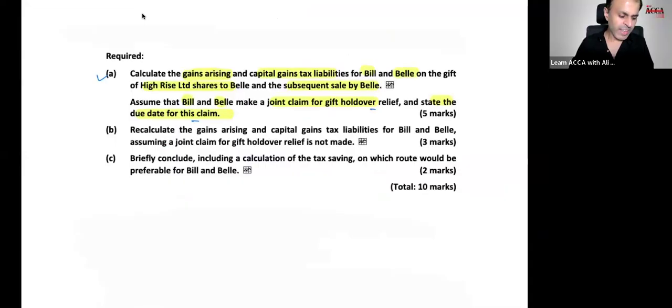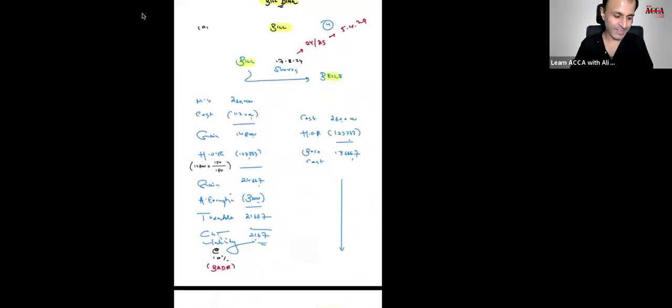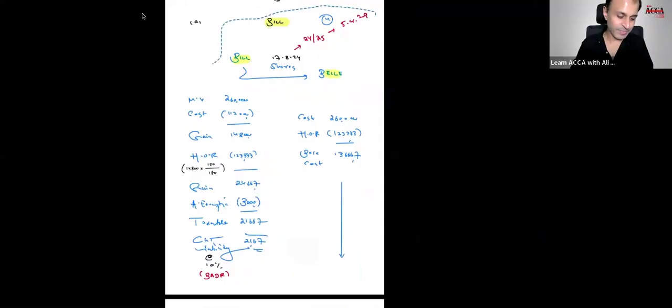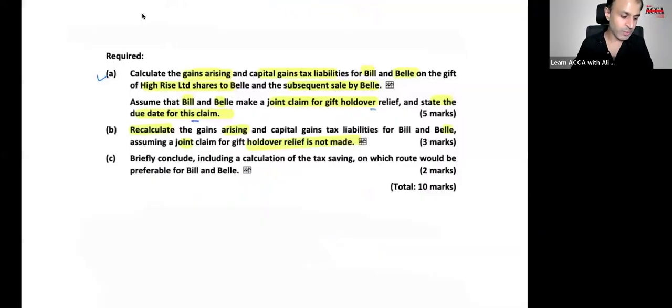Recalculate the gains for both, assuming the joint claim for the holdover is not made. So I will have to copy and paste the entire story, but I will exclude the gift relief from that. And probably the last part requires us to conclude by calculating the saving on which route would be preferable. So part C depends on part A and B.